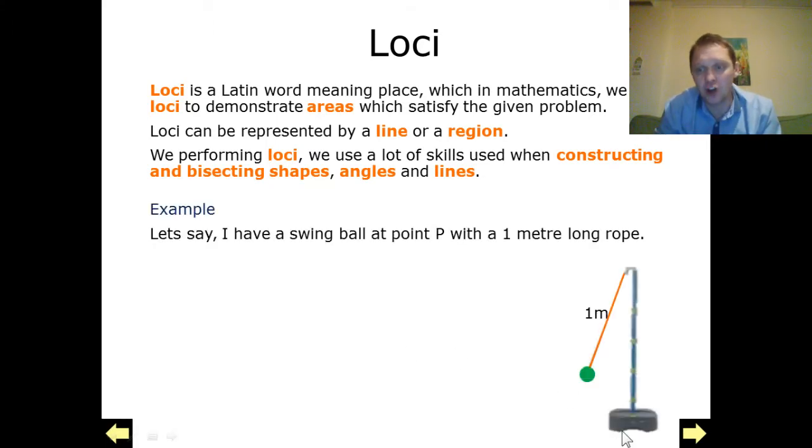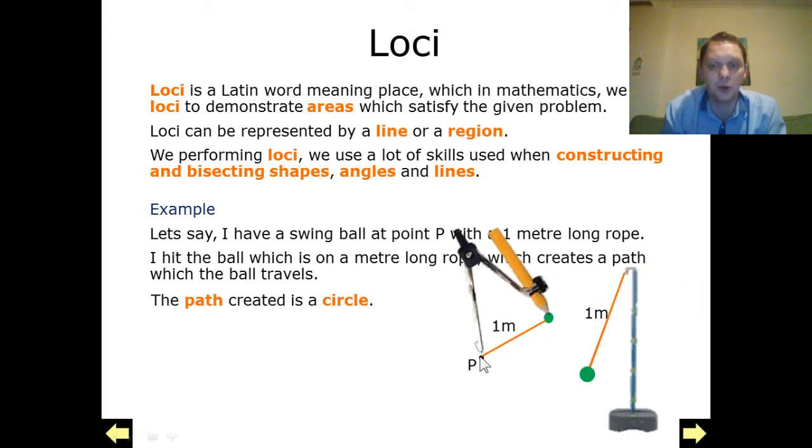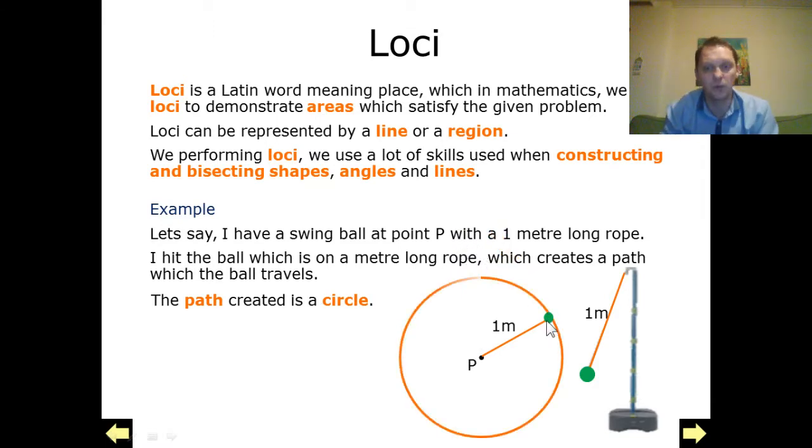So my first example, here I've got a swing ball. This is an outdoor game where we've got a pole, a rope connected to the pole with a tennis ball on the end. If I wanted to create a path or region for where the ball is travelling, I'd start off with my point P, which is the top of my pole, looking directly down. I'd measure out a 1 meter line, which is the length of my rope, and I'd have my little green ball at the end. Now, if I wanted to show the path of the ball, I'd open up the compass. My compass point was in point P, my pencil was at the ball, or 1 meter away, and then I'd draw a circle. And this has created the pathway of the ball.